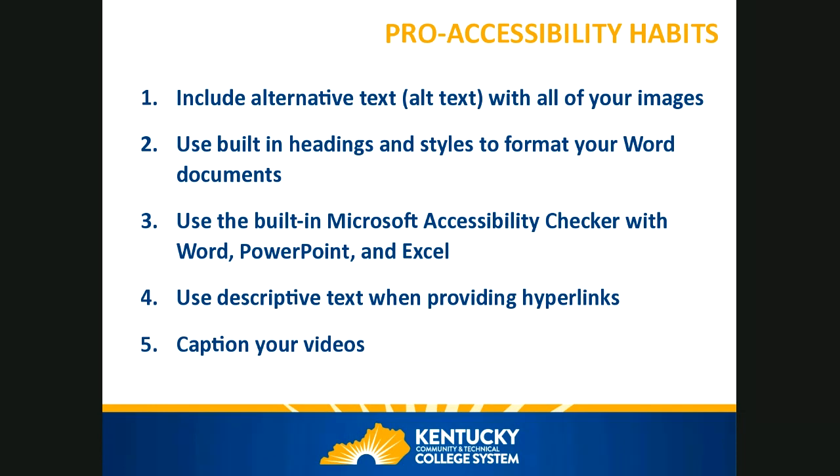And again, those options are: alt text is number 1, built-in headings in your Word documents is number 2, number 3 is using the built-in accessibility checkers, number 4 is descriptive text in your hyperlinks, and number 5 is captioning videos. And it looks like captioning videos is a strong contender for one that people find really challenging.